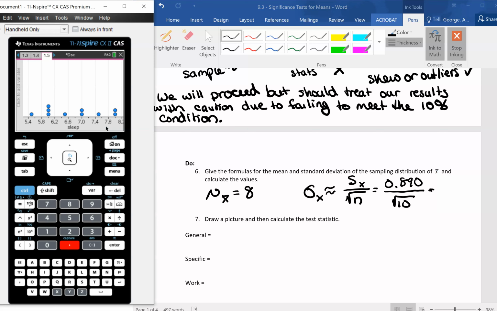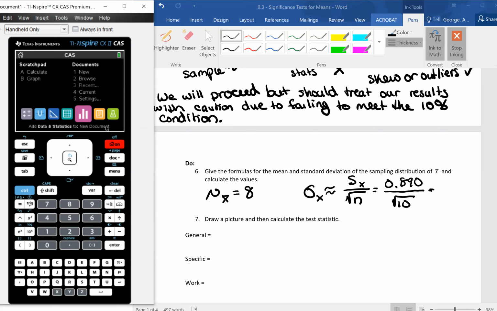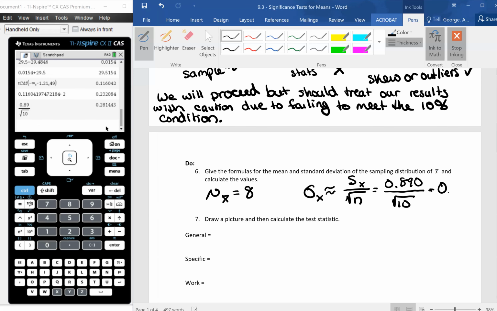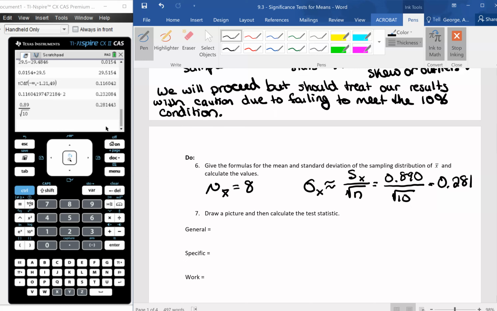So we got to go back to the calculator. All right, so we have 0.890 divided by the square root of 10. And that's going to give us 0.281. Okay, so if we have those, now we can jump in and do the rest of them.